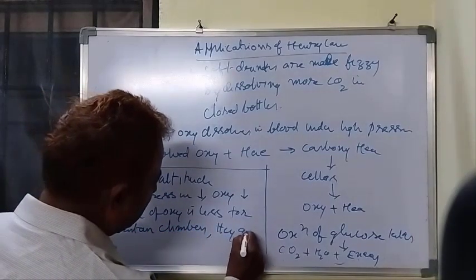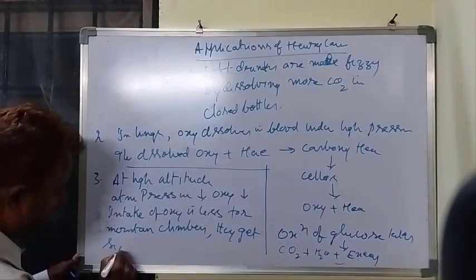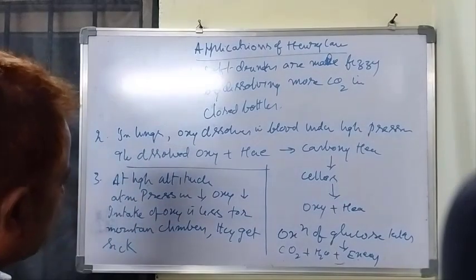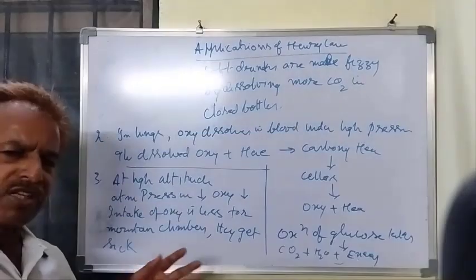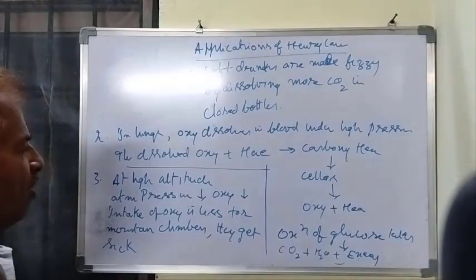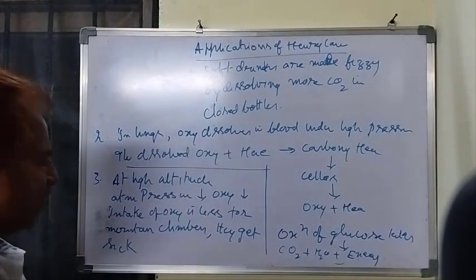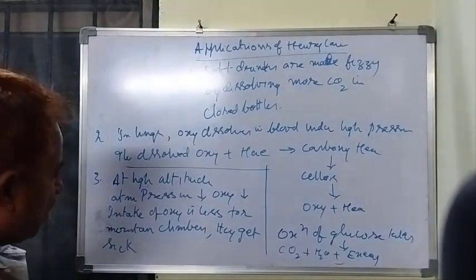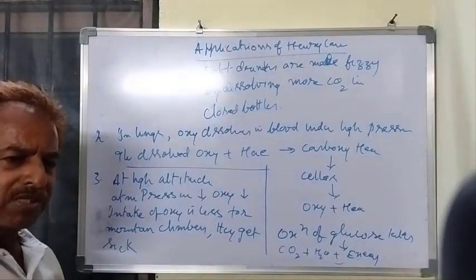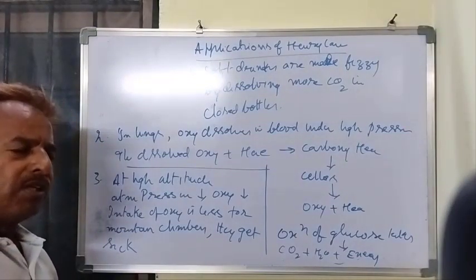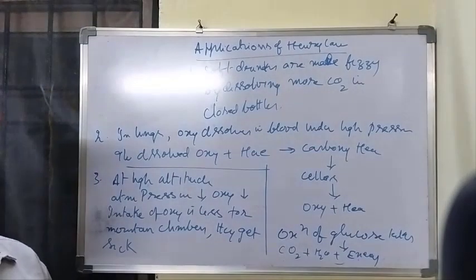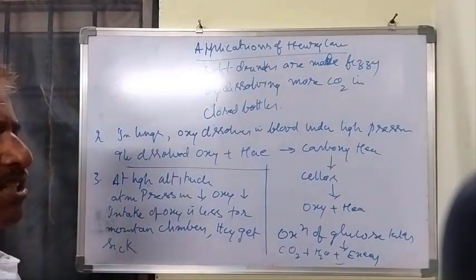They get sick. Why is this? Because of the less amount of oxygen. Why less amount of oxygen? Because atmospheric pressure itself is less. So under less pressure, oxygen content is less. Therefore intake of oxygen is less. Therefore blood gets less oxygen than required. Due to this, the respiration process does not take place properly, up to the mark. Therefore the mountain climbers get sick.